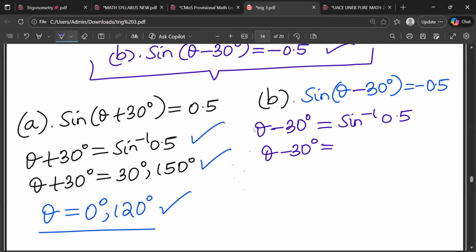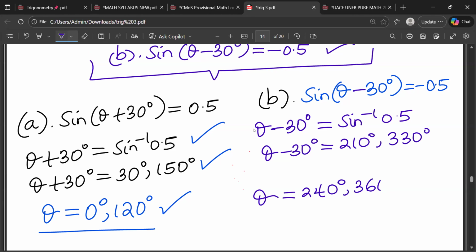So what will you have? We agreed that here it's 210, then 330, isn't it? Then theta will be 240, then 360. I don't know. Do people have those two?